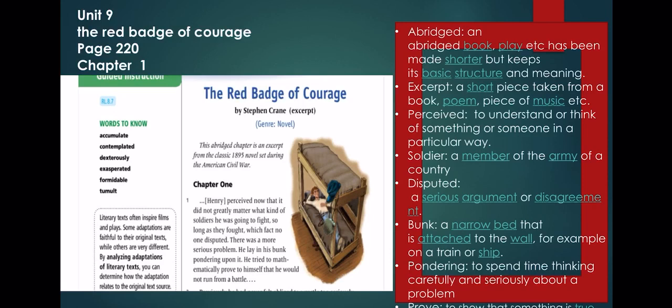So this is actually something that shows you that there's something missing, that there's something about this novel. Okay.